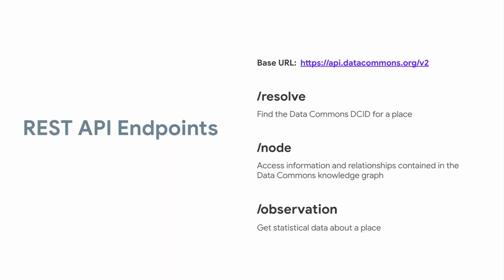The node endpoint is how you traverse the knowledge graph. You can do any sort of query on the knowledge graph, get information about the properties or the relationships of any place in the Data Commons knowledge graph. And then the observation endpoint is used to get statistical data about a place. That might be the one that is most useful to folks in the room, at least initially. So maybe we'll give an example of that.